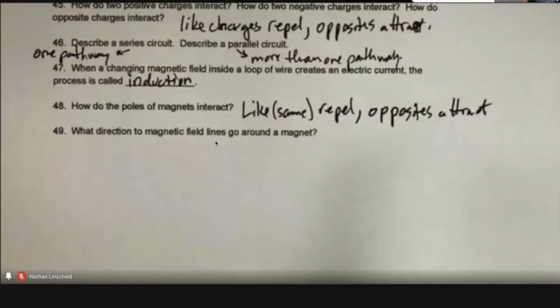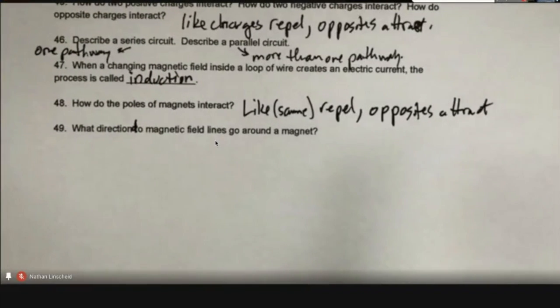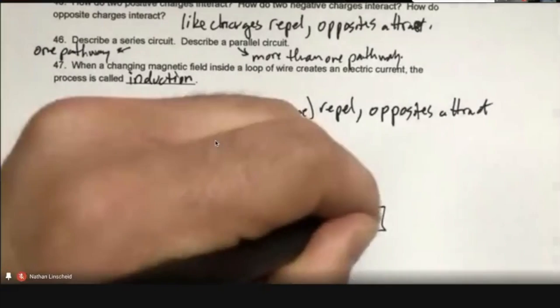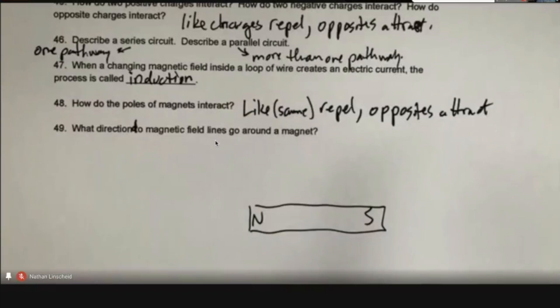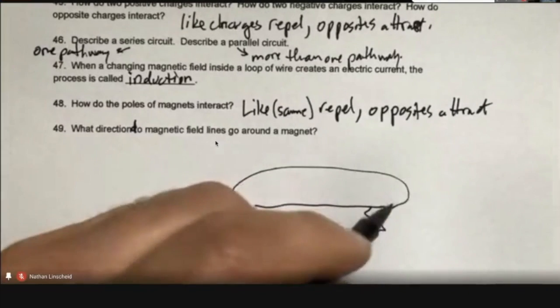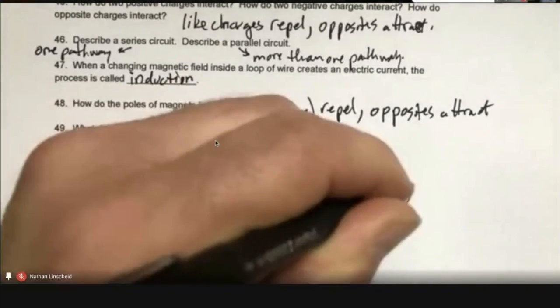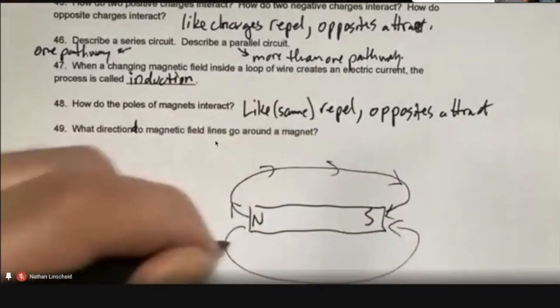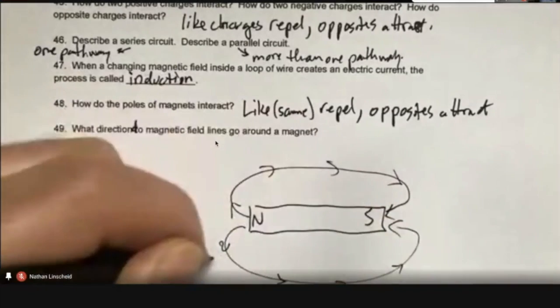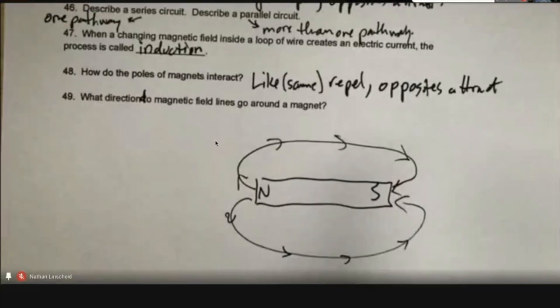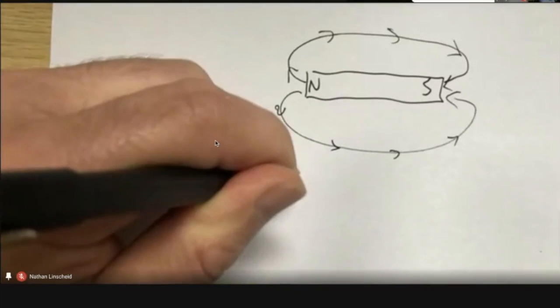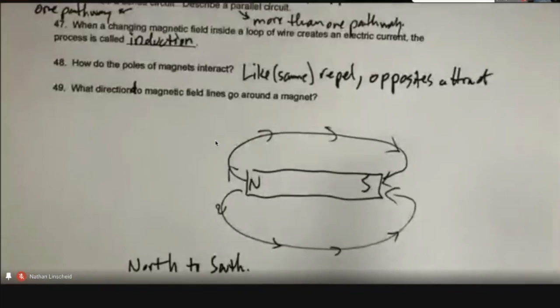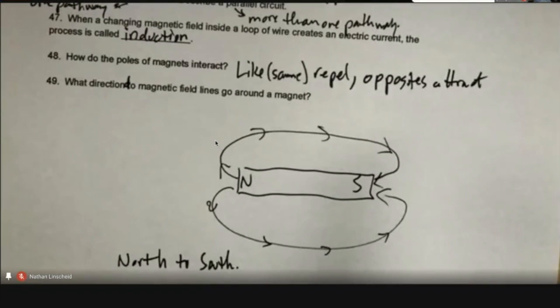All right, and then finally, number 49, what direction do magnetic field lines go around a magnet? So if I have a magnet that looks like this, north and south pole, magnetic field lines go from north to south. So north to south for that. All right, I think that's all I got.